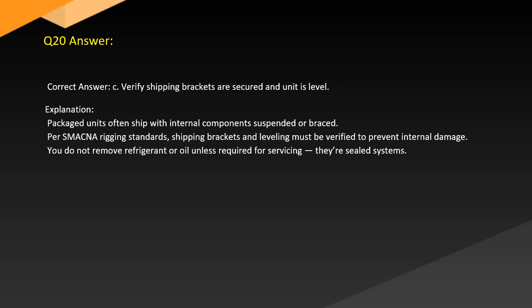Answer. Correct answer. C. Verify shipping brackets are secured and unit is level. Explanation. Packaged units often ship with internal components suspended or braced. Per SMACNA rigging standards, shipping brackets and leveling must be verified to prevent internal damage. You do not remove refrigerant or oil unless required for servicing. They're sealed systems.